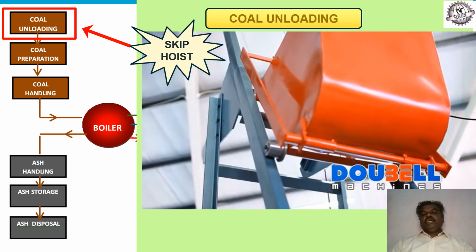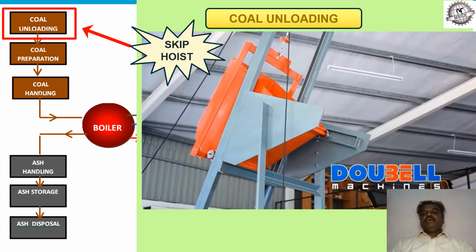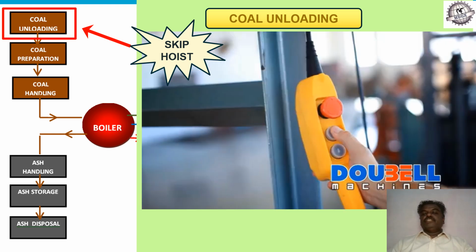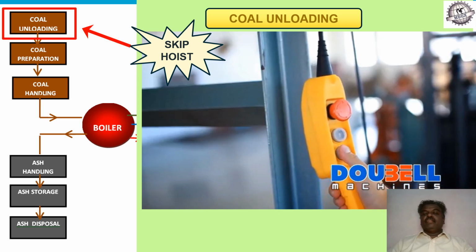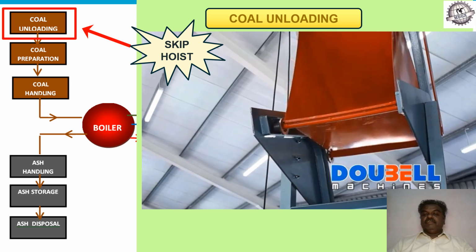The coal has to be loaded in a bucket-like arrangement called a skip, and it will be carried over the rails. And once the skip reaches the top, it will be tilted, and the coal will just be unloaded at a higher level.